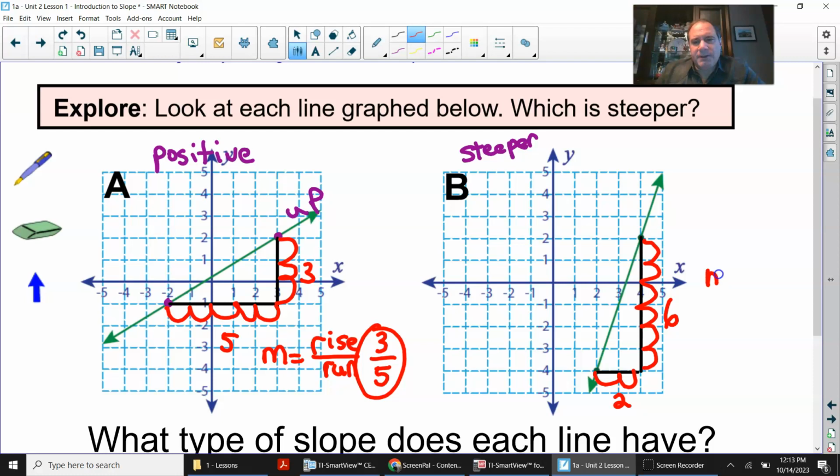So the slope is, again, rise over run. 6 is my rise. My run is 2. In this case, 6 divided by 2 is 3 over 1, or you could put just 3. So M equals 3.